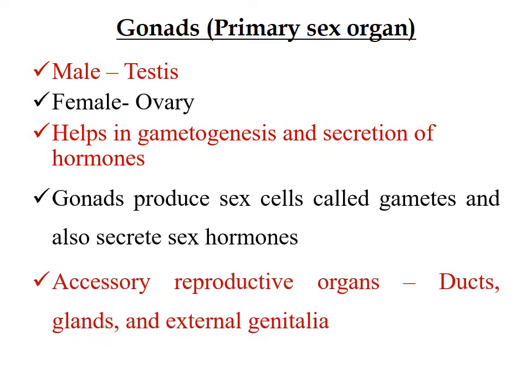There are accessory reproductive organs, like ducts, glands, and external genitalia, which do not contribute directly to the production of gametes, but they aid the process of fertilization, the process of reproduction. Otherwise they don't have any role in the formation of gametes. That's why they are called accessory reproductive organs.